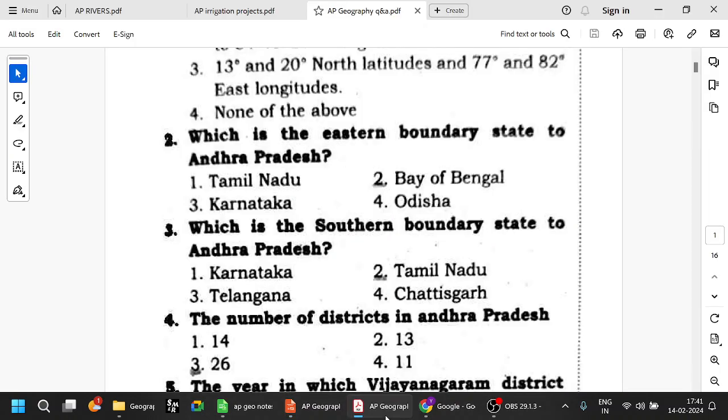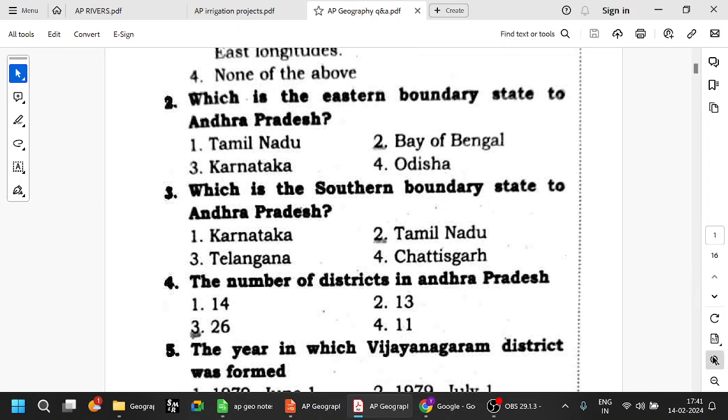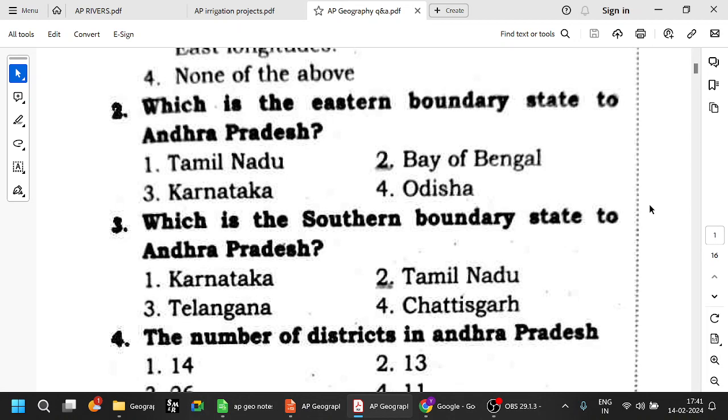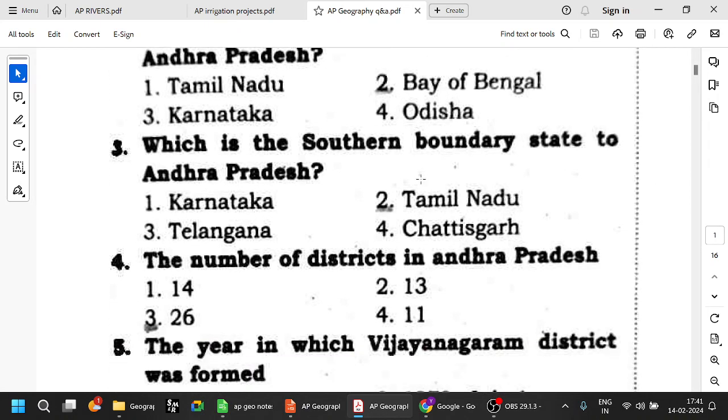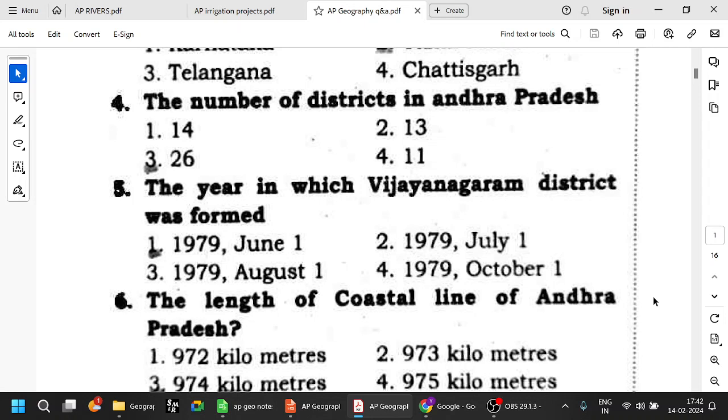Fine. So the eastern boundary is nothing but the Bay of Bengal. Just now we have seen, which is the southern boundary state to Andhra Pradesh? Again, we have seen it is Tamil Nadu. Southern boundary is Tamil Nadu. Northern boundary is Chhattisgarh. Telangana is northwest and Karnataka is west. Number of districts in Andhra Pradesh is, of course, I'm sure everyone is aware, 26. Okay, after the division, after the addition of new districts, now it is 26 districts.